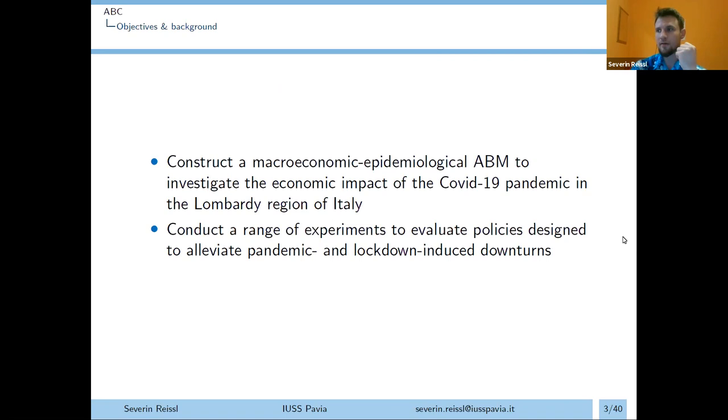which is the region which has been arguably hardest hit by the pandemic in Italy, and also the one where, in fact, it first broke out. We use this model to conduct a range of experiments to evaluate policies which are designed to alleviate the economic fallout, the downturns that are caused by both the pandemic and any non-pharmaceutical interventions, such as lockdowns, that the epidemic might give rise to.